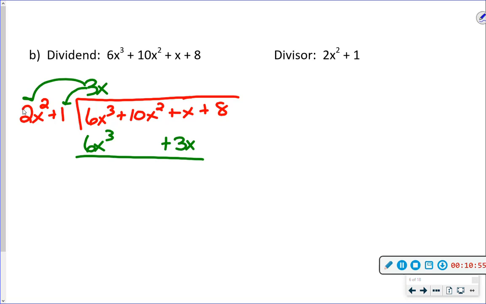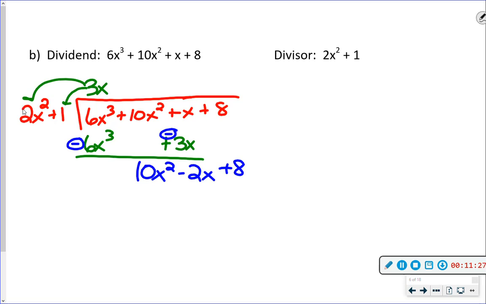Just like as always with division, we're going to subtract. So I'm going to change the signs. Got it. Now my 6x cubes are gone. I'm just totaling up what I have left. So I have 0 here. There's still 10x squared in play, so I'm going to bring that down. 1x minus 3x. And I might need the plus 8. I don't know. I'm going to bring it down just so I don't forget about it.